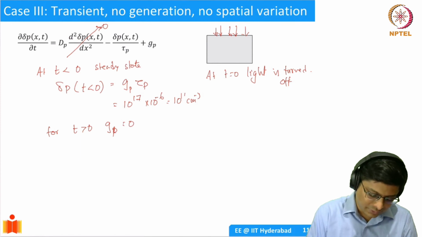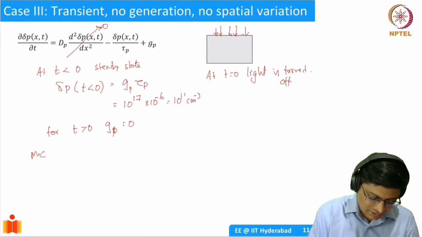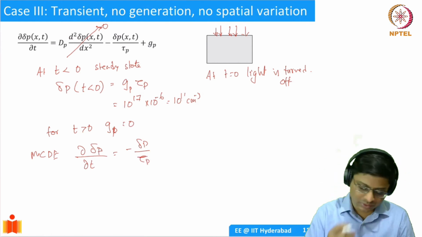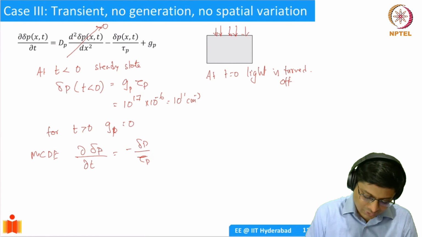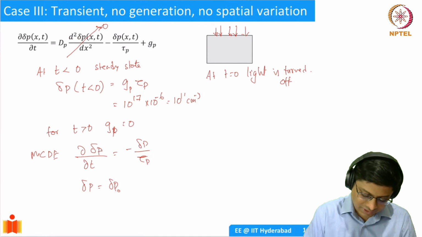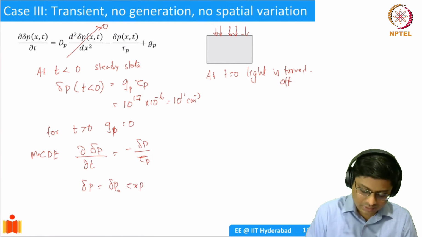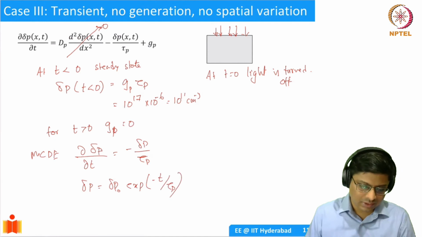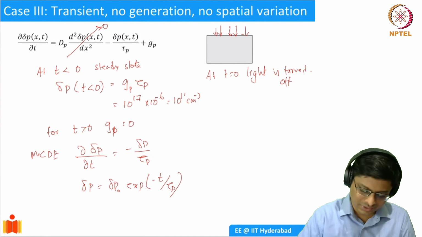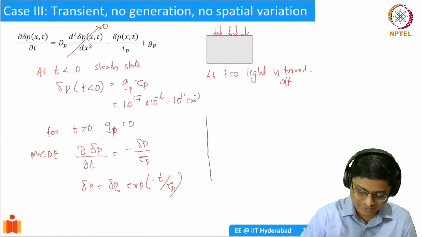So essentially your diffusion equation MCDE becomes partial derivative of excess minority carrier density with respect to time, that should be equal to minus delta P by tau P. Other terms are going to 0. So you can solve this, and this solution turns out to be delta P is equal to delta P naught, at time t equal to 0, whatever that is, times exponential minus t by tau P. Okay. So you can show these things. You can solve it if you are interested. Just take some moments and solve it. It's not very difficult equations.